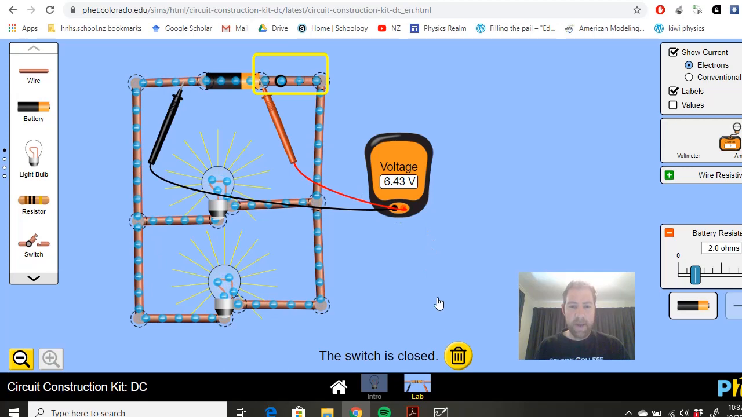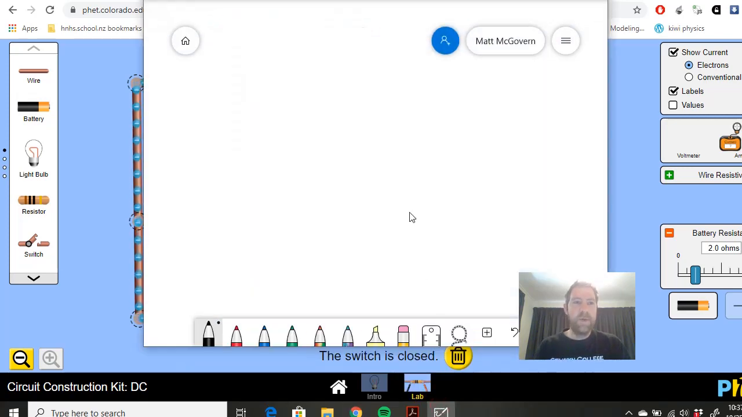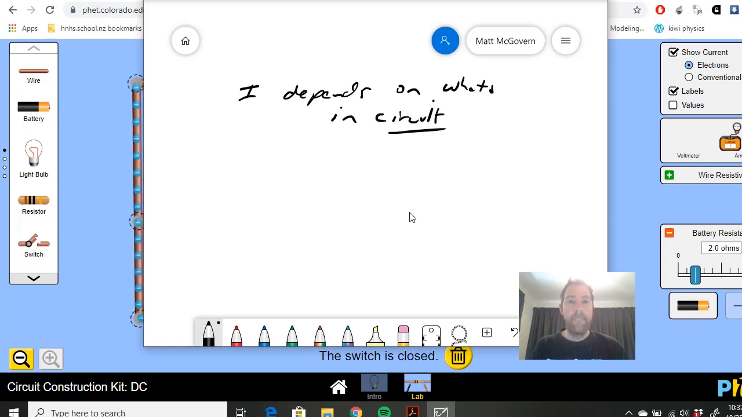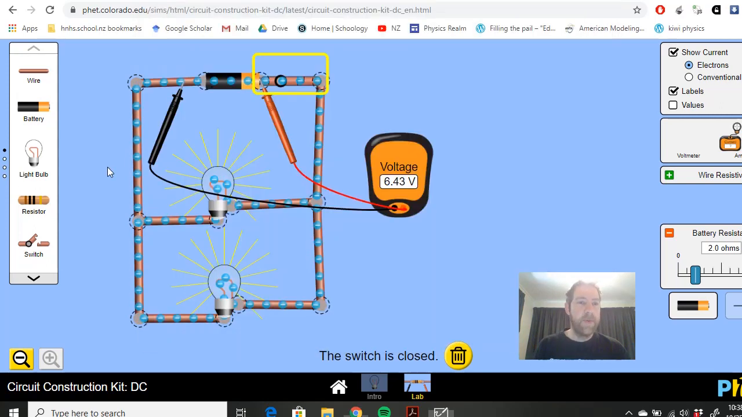Now we know something about that already. We know that usually the other thing that behaves differently when something's in a circuit is the current. And the current depends on what's in the circuit, in other words, the resistance. In this case, it's very, very similar. We've got a battery that changes its voltage depending on what's in the circuit.